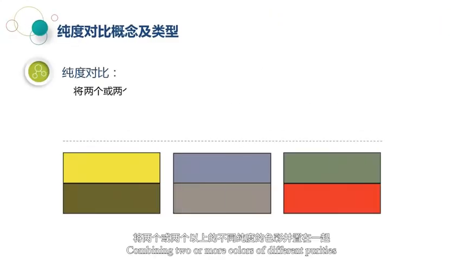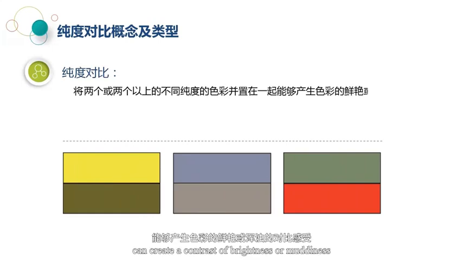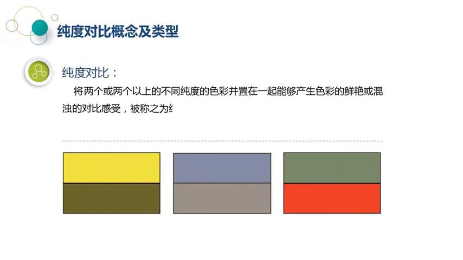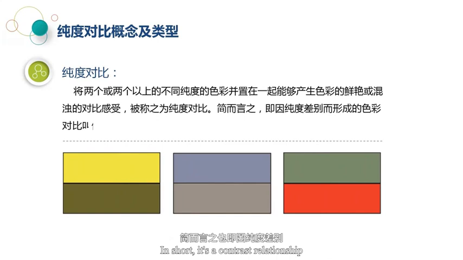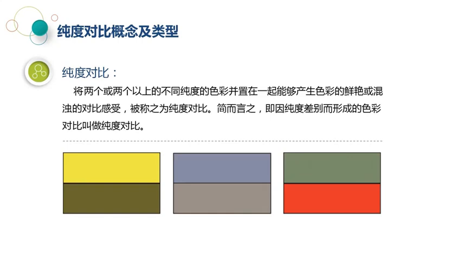Combining two or more colors of different purities can create a contrast of brightness or muddiness, which we call purity contrast. In short, it's a contrast relationship formed by the difference in purity. What are the factors affecting the purity of colors? Let me introduce them to you.